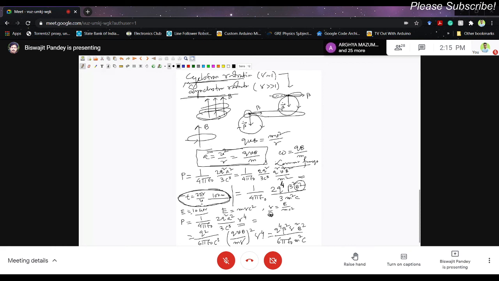And I just told you this, don't forget the names: cyclotron radiation and synchrotron radiation. And also in the non-relativistic case, it is called Bremsstrahlung radiation. It's, I think, a German name. Bremsstrahlung means braking radiation.